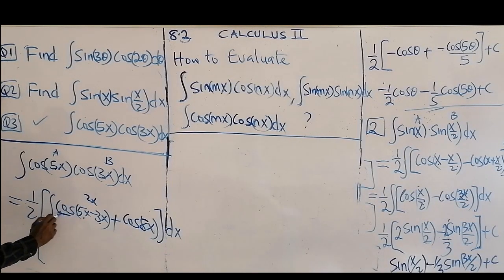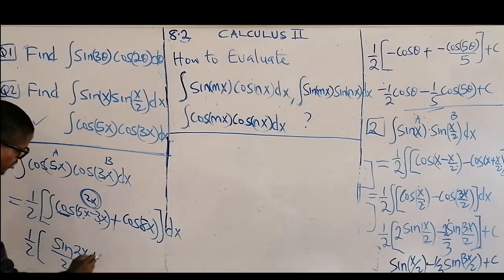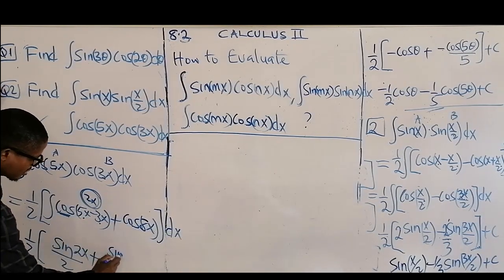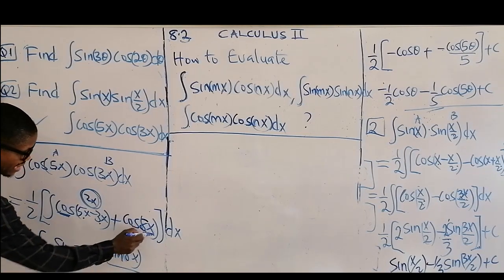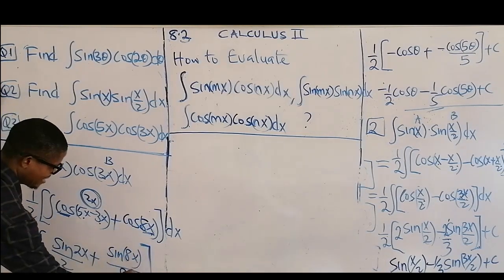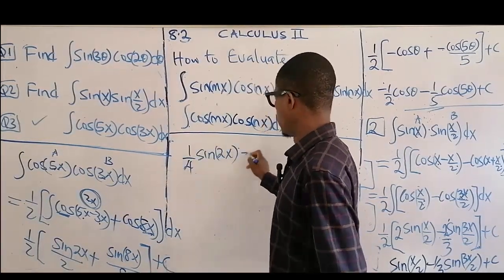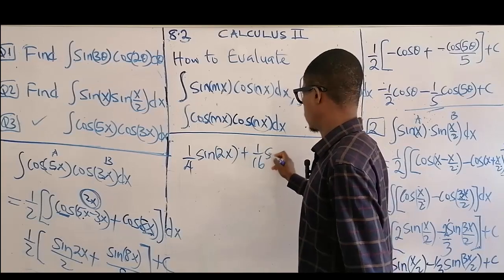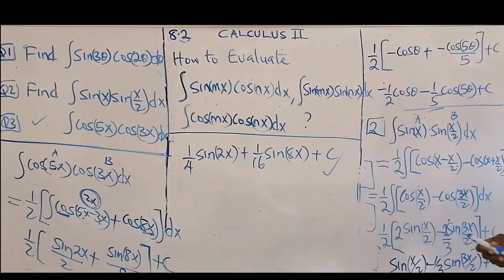If you integrate cosine, that will give you sine of the function, that's sin 2x, then you divide by the derivative of that function, over 2. Then plus this one also, sin 8x, and you divide by the derivative of the inner function, over 8. Close the brackets, plus c. So that would be 1 over 4 sin 2x plus 1 over 16 sin 8x plus c. And that finishes that question.